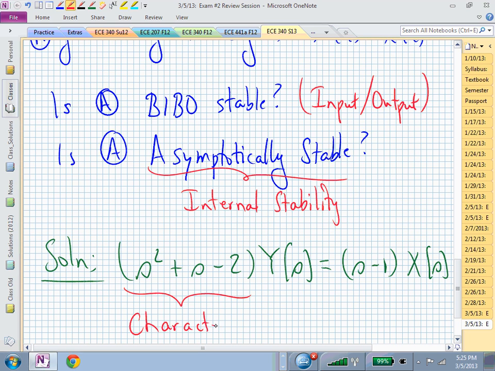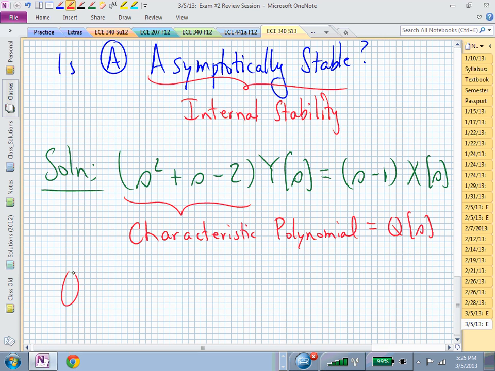In asymptotic, you're really interested in the dynamic behavior of the entire system, or that stability determined by the characteristic polynomial. If we call this characteristic polynomial Q of s, Q of s now is going to be what we use for asymptotic stability. Meaning now we simply find the roots of Q of s, the characteristic polynomial, and we say, are all of those in the left half plane? If they are, our system is asymptotically stable.